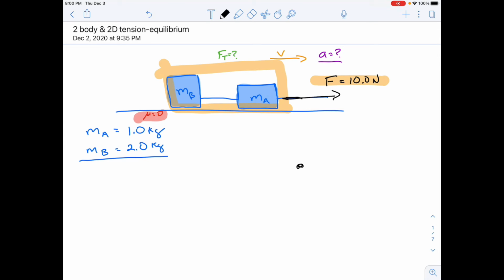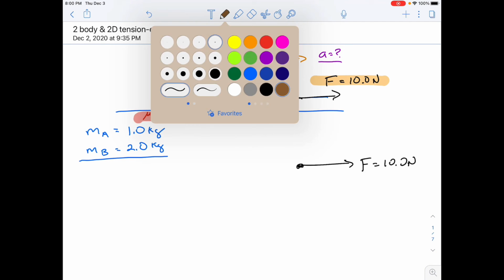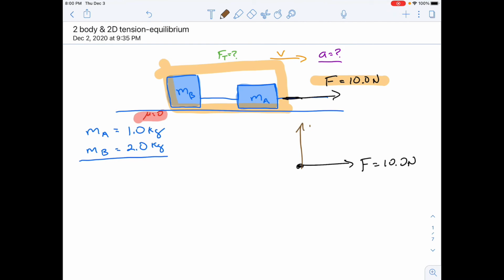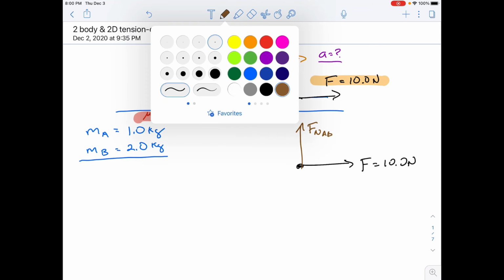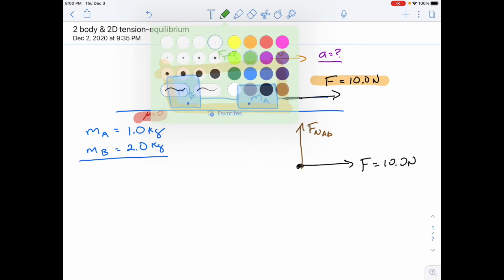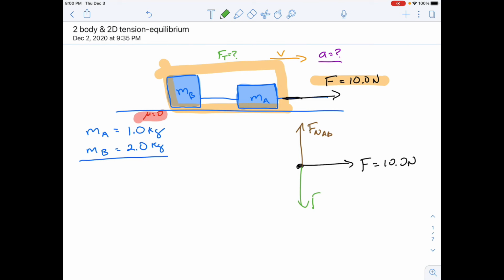And with any situation, you're going to do a free body diagram. We're going to have the force pulling of 10.0 newtons. And we're going to have a normal force. And that normal force is going to be of A and B on the ground. We're going to have the gravitation. And that's going to be the gravitation of A and B combined. And we're not going to have any backwards force because we assumed no friction here.